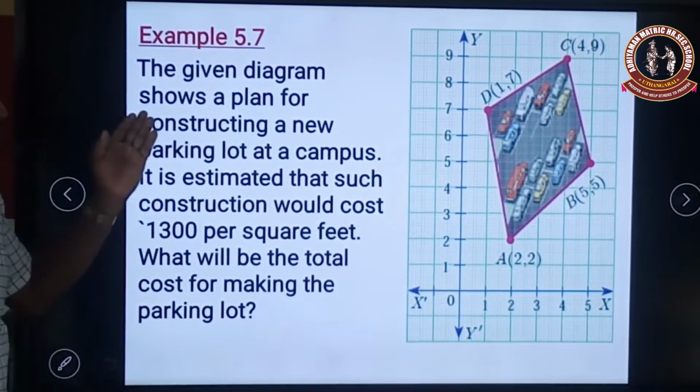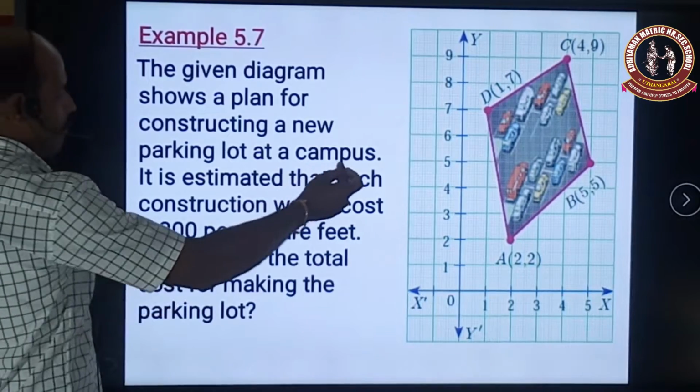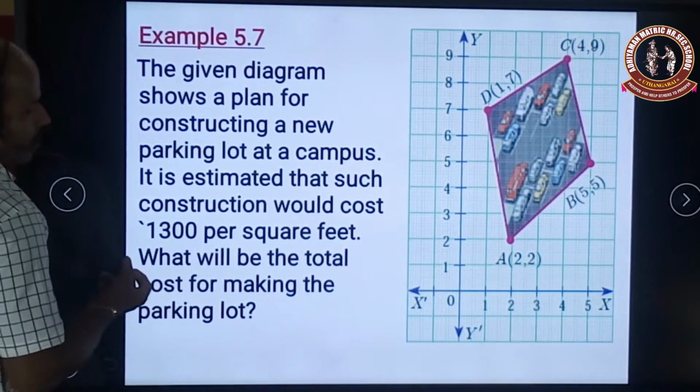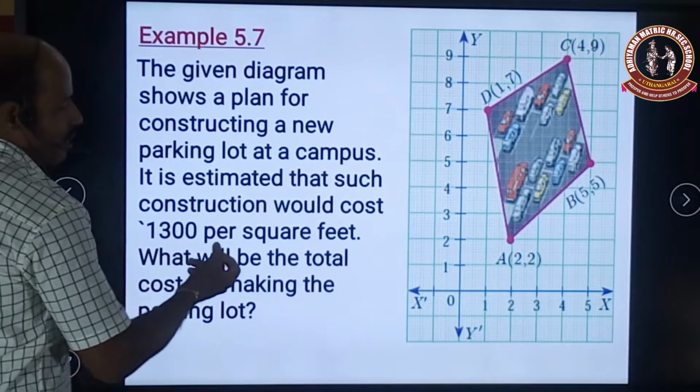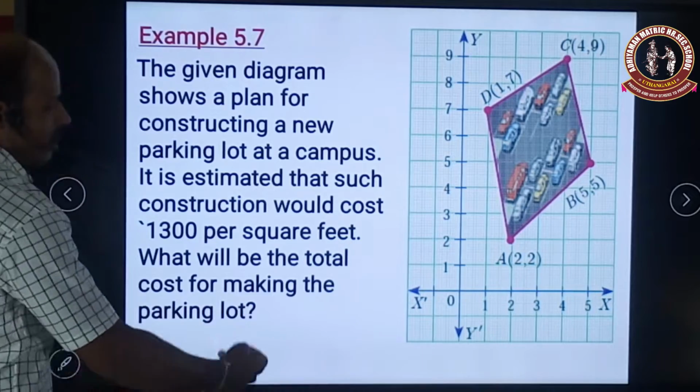The given diagram shows a plan for constructing a new parking lot at a campus. It is estimated that such construction would cost ₹1,300 per square feet. What will be the total cost for making the parking lot?